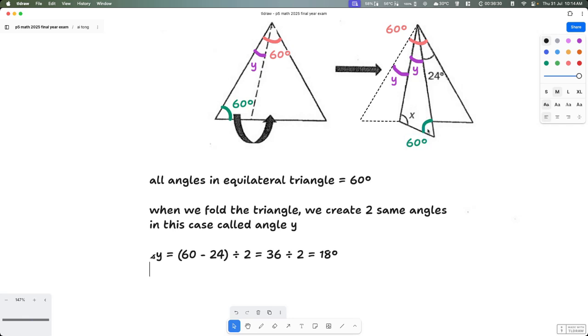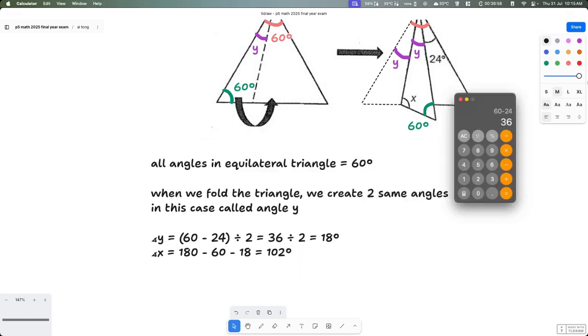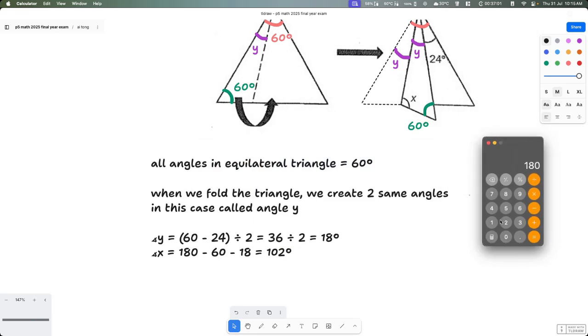Then we know this angle is 60, so we can actually get X. Since this is a whole triangle, angle X is equal to 180 minus 60 minus 18. 120 minus 18 is 102 degrees. And that's the answer to this. If I were to double check again, 180 minus 60 minus 18 will be 102 degrees.